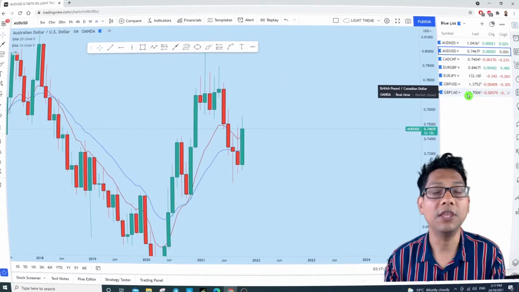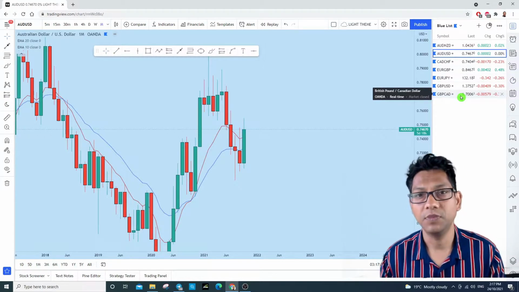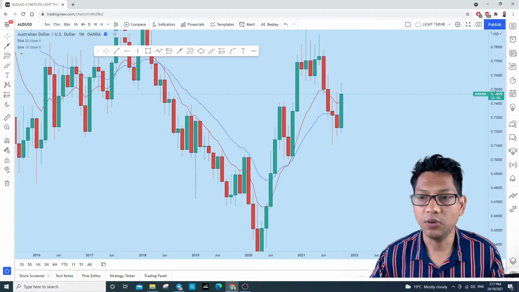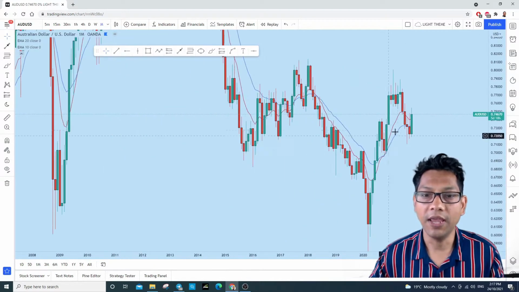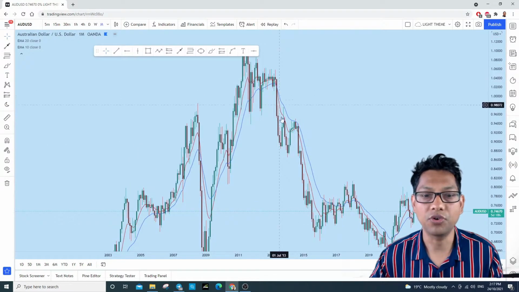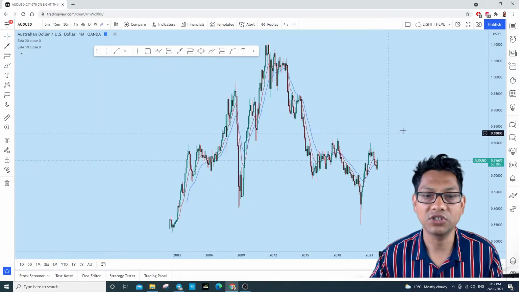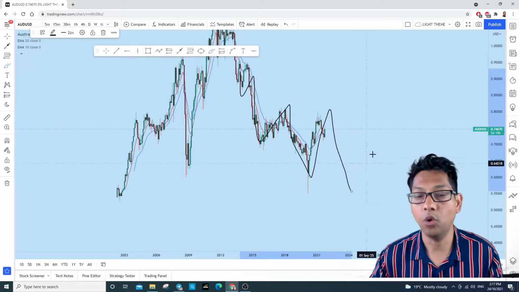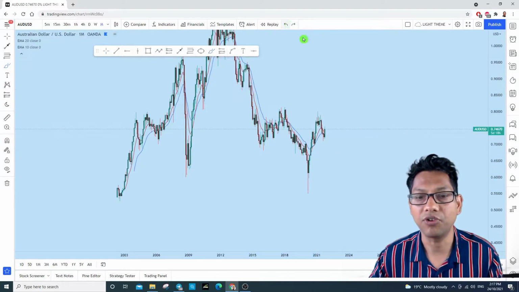Now let's start with AUDUSD. As usual, let's start with the monthly time frame. Let's see what happened on the monthly. AUDUSD, as you can see, is also a downtrending market. From the market structure, you can see that the price was creating lower highs and lower lows. So this is a typical downtrending market.